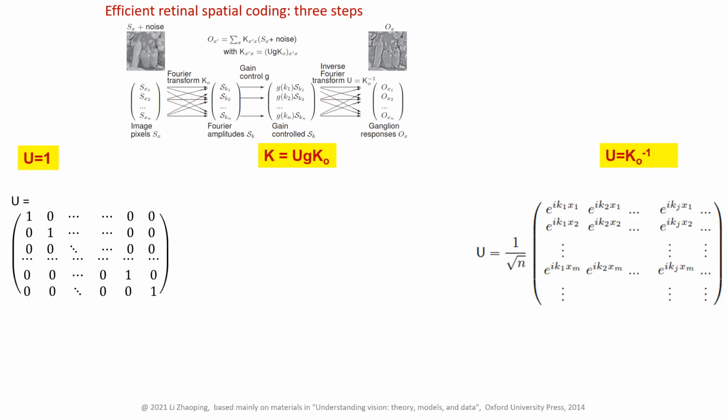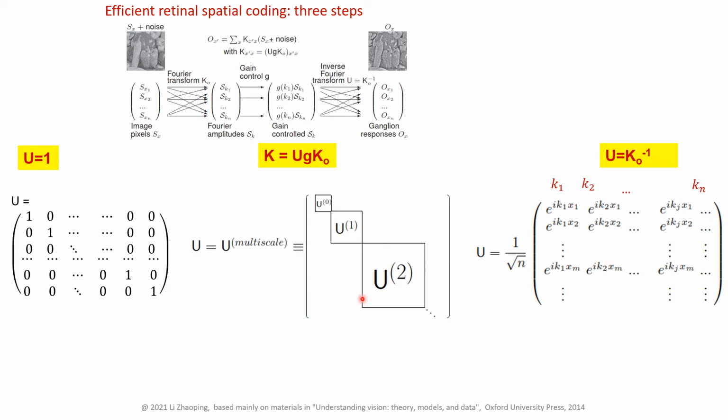Let's list these two extreme cases side by side. One is the identity matrix U, the other is the inverse Fourier transform, in which each column is a Fourier wave from low to high spatial frequencies, K1, K2, etc. So this one, at best, but not quite, only gives scale invariance, and this one only translation invariance.